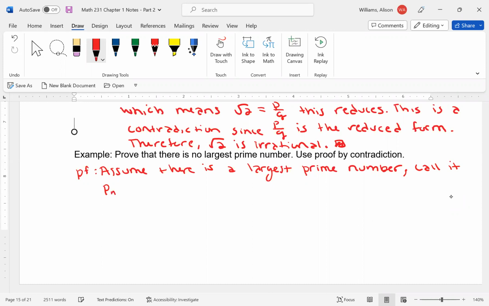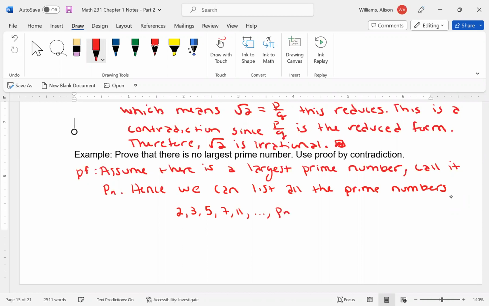I'll call it P sub n because they're using the sub notation, referring to the nth prime number. Hence, we can list all the prime numbers starting with the number 2, 3, 5, 7, 11, and so on, all the way down till we finally hit P sub n, which is going to take a while. Okay, so we can list all the prime numbers.